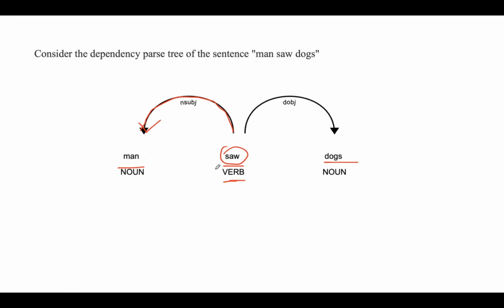And the dependencies from the root to other words are nothing but nsubj and dobj. So nsubj is nothing but the nominal subject of the verb saw, whereas dobj is nothing but the direct object of the verb. So the relationship between these two is direct object, and the relationship between these two is nominal subject. So what is man? Man is the nominal subject of verb saw, whereas dogs is the direct object of verb saw.